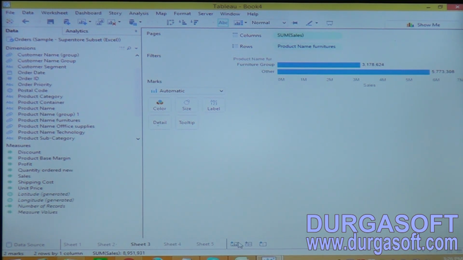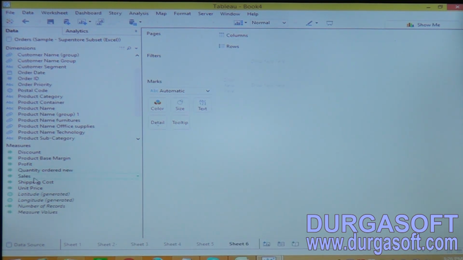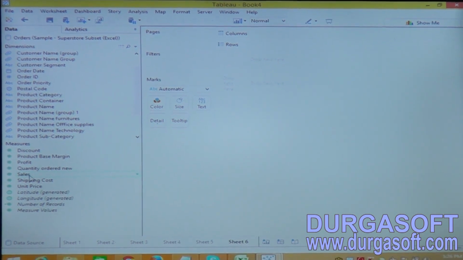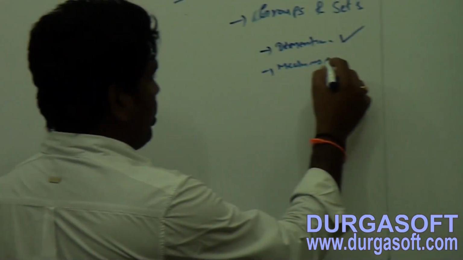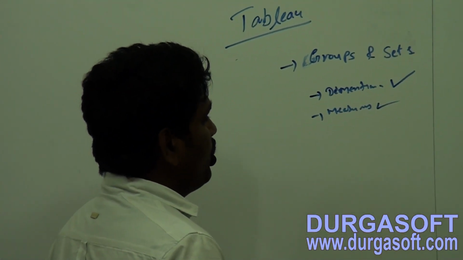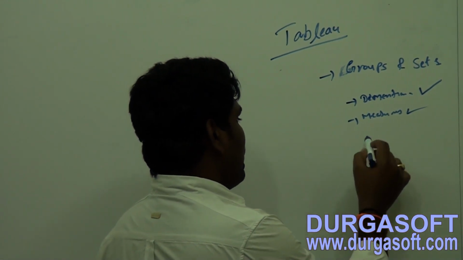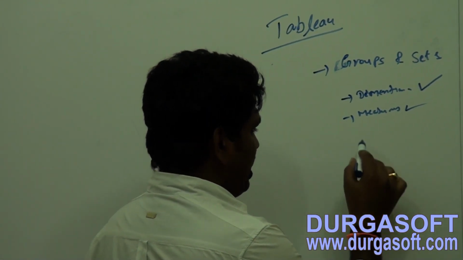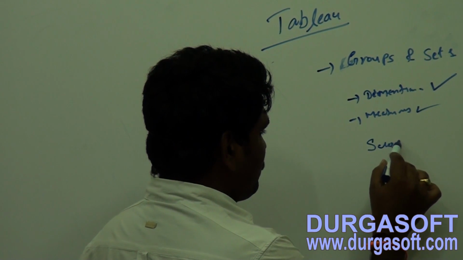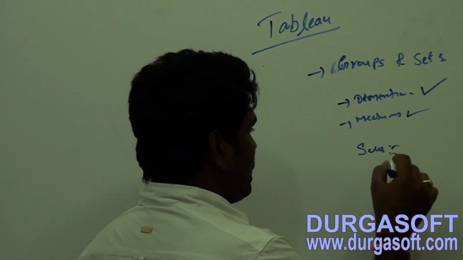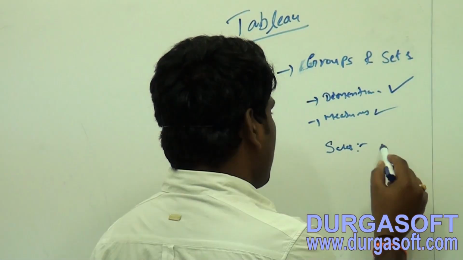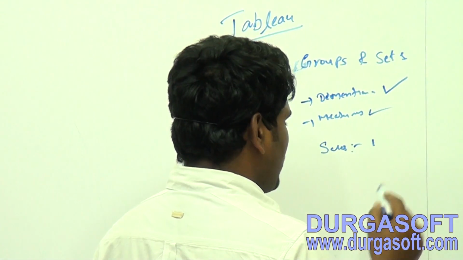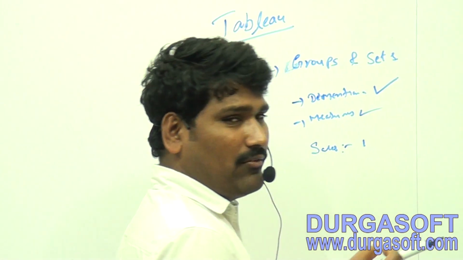Now let me create a group on the measures as well. When I apply the group for the measures, there we have sales, there we have a measure like sales. When I take the sales, we have sales numbers, sales actually starts with 1 rupee to the maximum value we have.